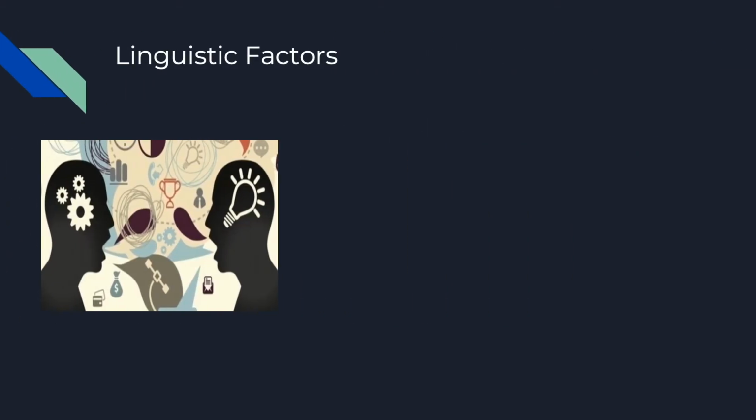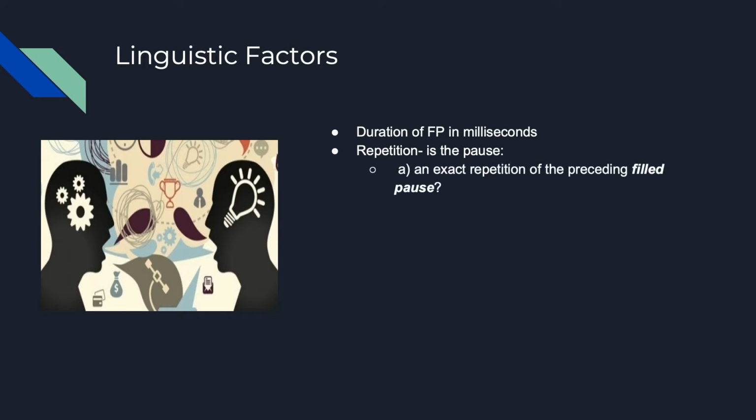As for linguistic factors, the investigators identify 4 main ones, some with subcategories where necessary. As we can see on the slide, they are the duration of the filled pause in milliseconds, and repetition, which breaks down into two types. The first is whether or not it's an exact repetition of the preceding filled pause. So, for example, in an instance of "e", was the filled pause before also "e"? And the second one is asking if it's a repetition of the preceding pause type.